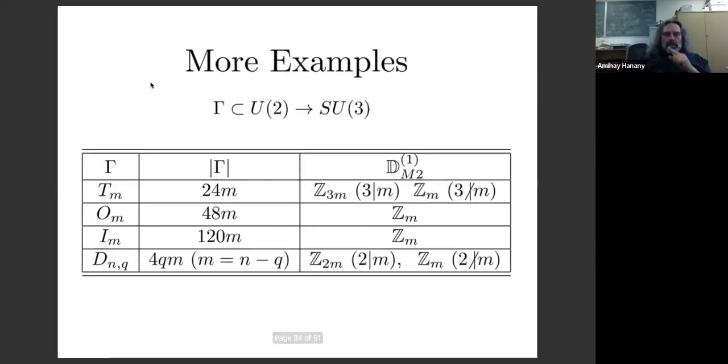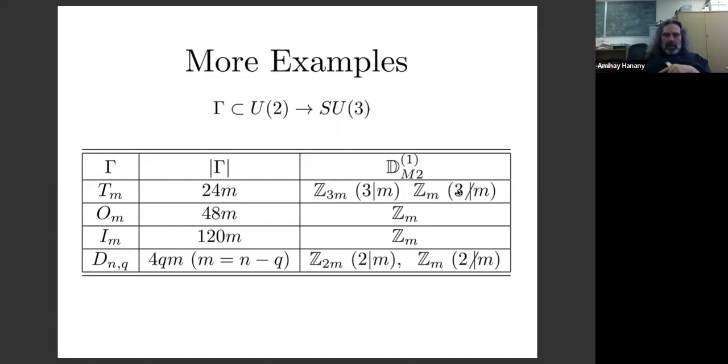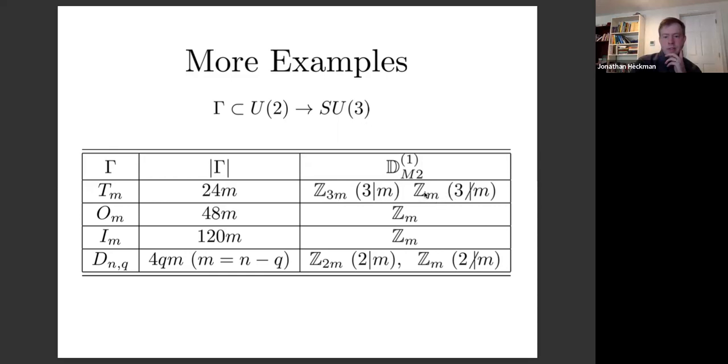Can you say a few words about this notation that is used? Which part? This one here? Yeah, 3/m. Oh, 3 divides m, and 3 does not divide m. I see. Correct. So you get a different answer depending on whether it divides or doesn't divide. Okay, very good. Thank you.